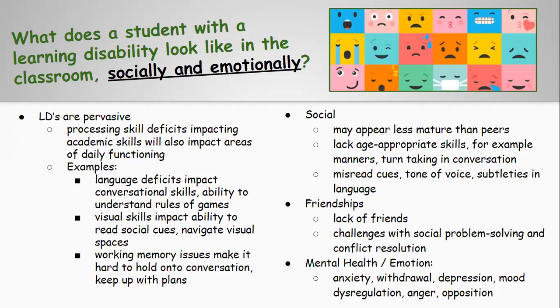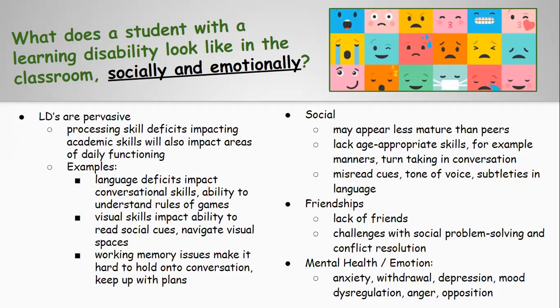Socially, the student with a severe LD may appear less mature than their peers. They may lack age-appropriate skills, such as manners and turn-taking that you would think would be appropriate at certain ages. They may misread cues, such as a tone of the voice or subtleties in the language. In terms of friendships, often these kids lack friends or have challenges when they're trying to resolve conflicts and problem solve socially.